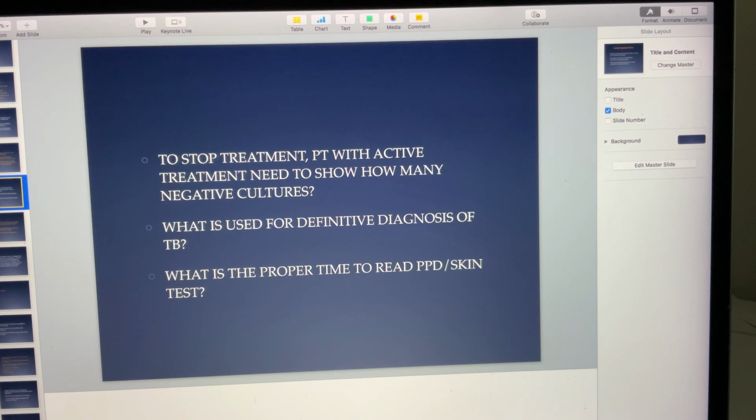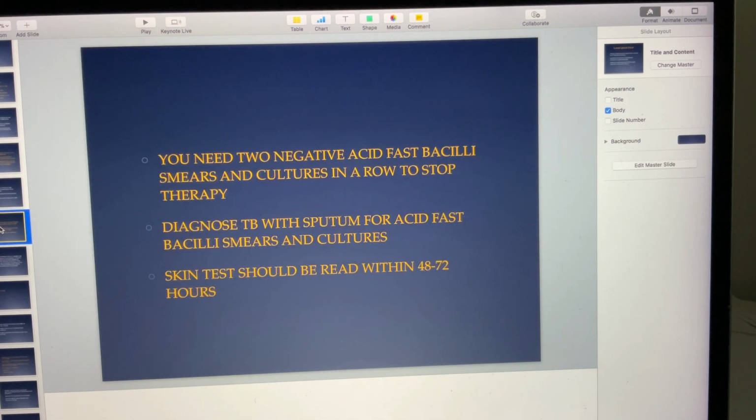So someone has active TB and you're giving them therapy. In order for you to stop the treatment, how many negative cultures would they have to return? What is used for definitive diagnosis of TB? What is the proper time to read PPD or skin test? So these patients that are under therapy, they have to return.